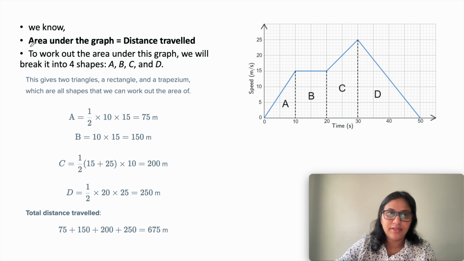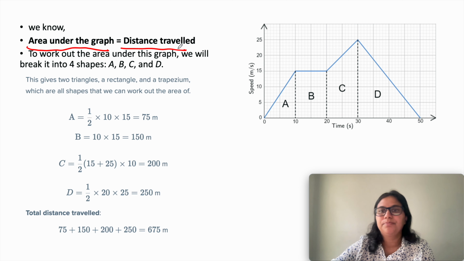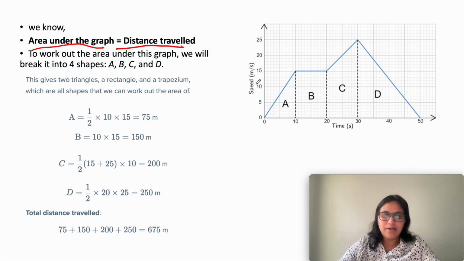This is the key point here. Area under the graph gives distance traveled. Now, in order to calculate the total distance traveled, we are dividing the graph into 4 sections: A, B, C and D. So A is a triangle, B is a rectangle, C is the sum of a triangle and a rectangle, which we also call a trapezium, and D is in the form of a triangle.